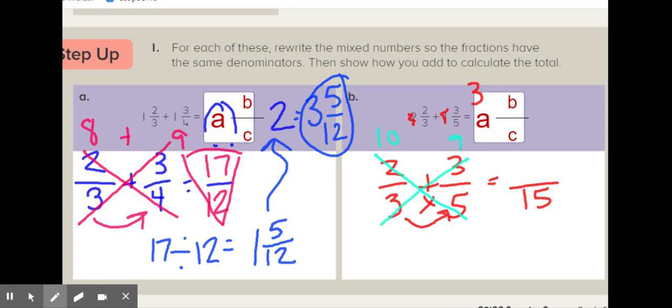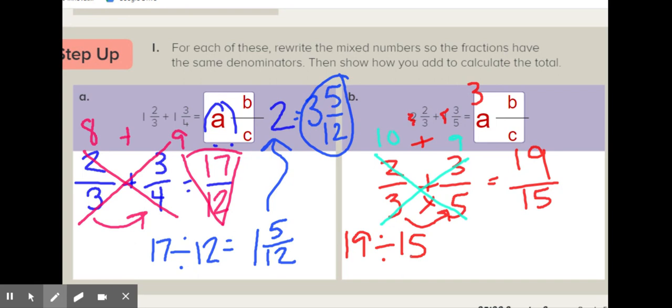I'm going to go back to my red so you can see it better. All right, so now I'm just doing 10 plus 9. That makes 19. And guess what we have? An improper fraction, because 19 is bigger than 15. All right, so that means, just like the previous problem, I need to do 19 divided by 15.